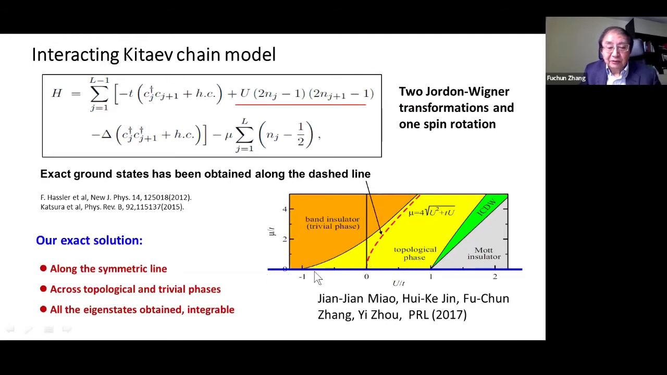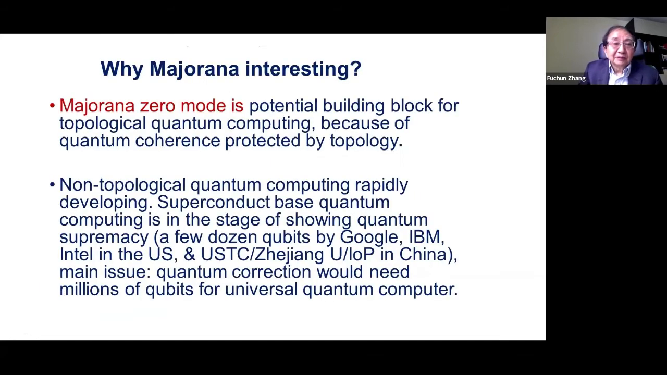Okay. So most relevant to our case is this topological phase, which gives you the two end-point Majorana zero modes. It's stable against the interaction until the interaction is very large, equal to the bandwidth. So you may ask why Majorana particle.